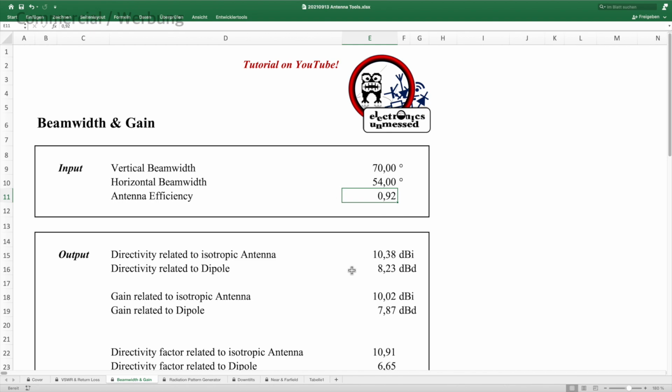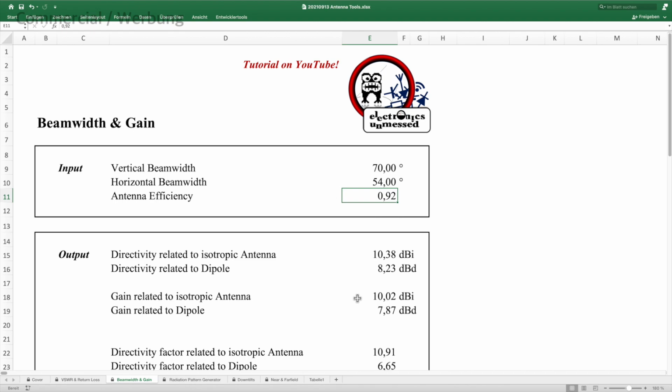Now I need to tell you that an antenna can never have 100% efficiency. Of course, the conducting antenna material is not ideal, and there is always loss in the feeder network, the balun, etc. In our example, we consider an efficiency factor of 92%. This yields then an antenna gain of 10.02 dBi.